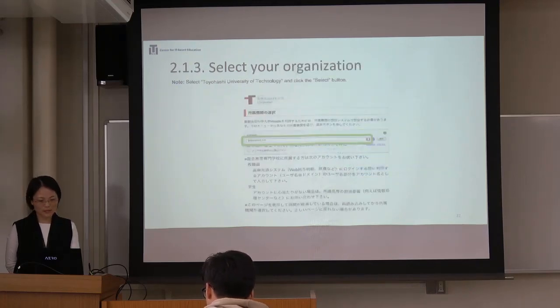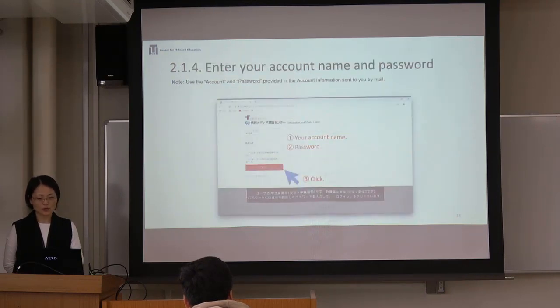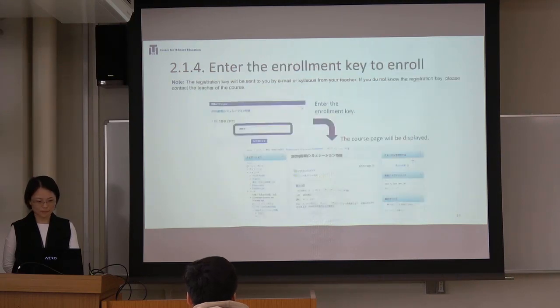So if that's the case, then you will go through the authentication process again. And this time you needed to choose the university's name here from the drop-down list. Usually it's at the top of the list. Okay. So you select it and then you click the button and you return to this authentication process again. Enter the account number, the account name and the password and click the red button. Then you are logged into the platform.